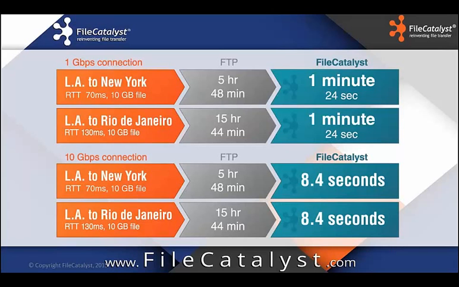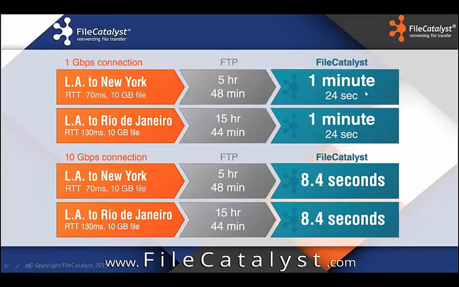What it really boils down to is this information here, RTT, or round trip time, between the two locations. So here's an example, LA to New York, where you have a delay of 70 milliseconds. This is roughly how long a packet of data takes to go from LA to New York and back. And when you're transferring a file with FTP, it takes over 5 hours to send a 10 gig file.